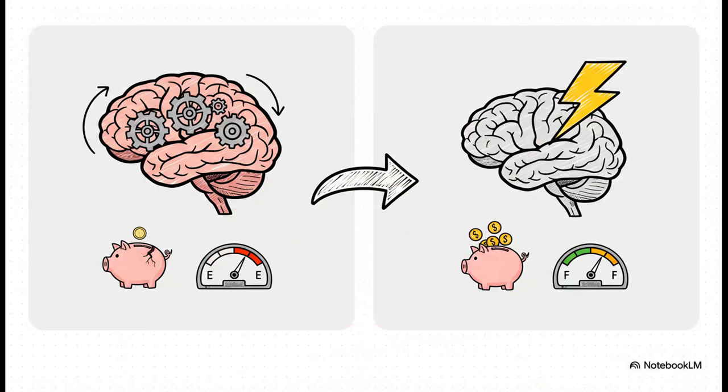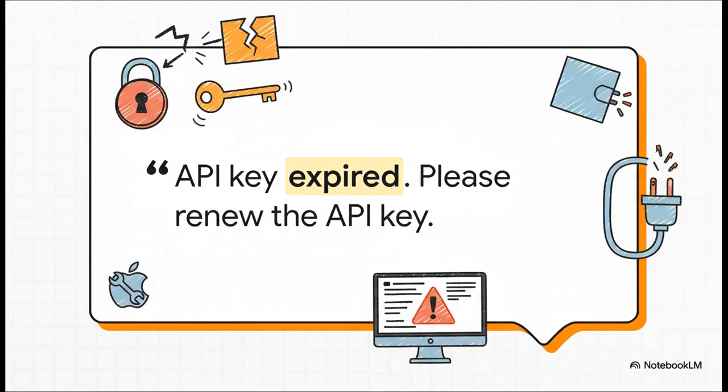The solution here is actually pretty elegant. You just switch the bot's brain. Instead of the heavy-duty Pro model, our user swaps to Gemini Flash. It's faster, it's cheaper, and it comes with a much more generous free tier, which is perfect for getting things up and running. Okay, so you solve the quota issue, and then a new API error pops up.